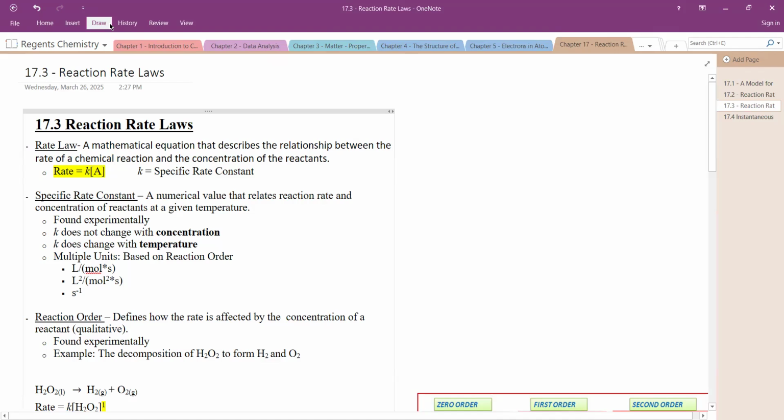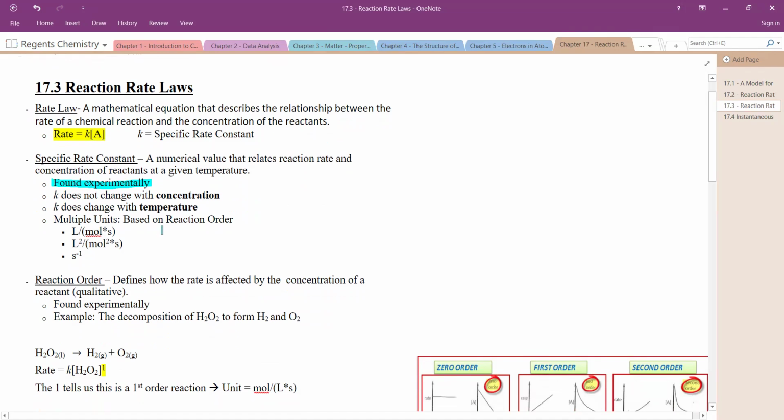Some very important things to know about k, our specific rate constant. It is found experimentally, which means that you will need to look it up in a table. It will be given or you will be calculating it. It's not something you can memorize, okay? k is independent of concentration. It is independent of temperature. It is constant for our purposes. So we should consider k, our reaction rate constant, in fact, to be a constant. Doesn't change.